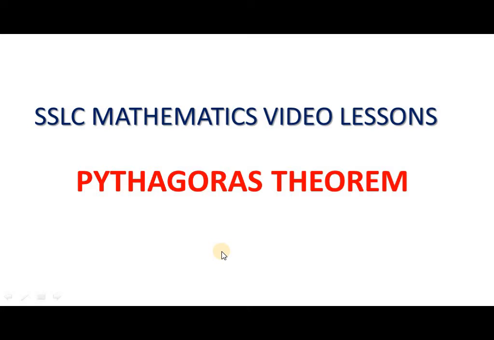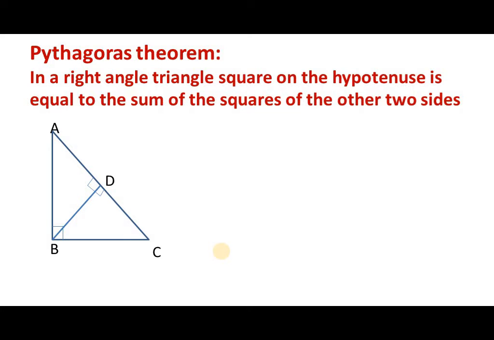Today we will discuss Pythagoras theorem. So let us go through what Pythagoras theorem says. Pythagoras theorem says that in a right angle triangle, the square on the hypotenuse is equal to the sum of the squares of the other two sides.